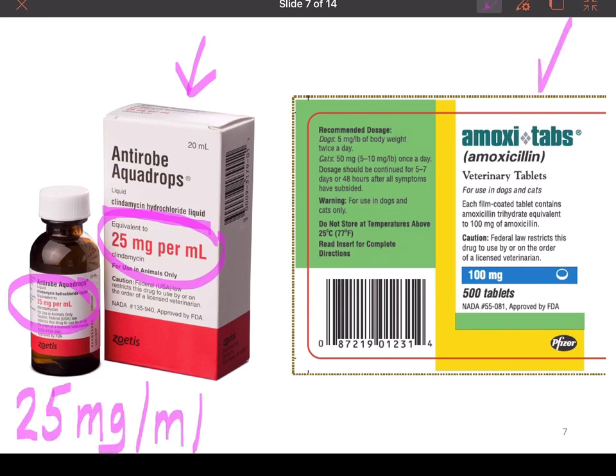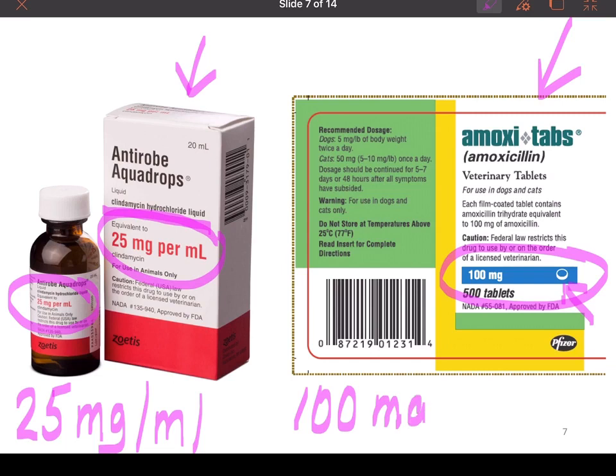Over on the right here, these are amoxicillin tablets, Amoxi-Tabs. If you look down on this blue bar, it says 100 mgs, and then there's a little picture of a tablet right down here. What this means is that there are 100 milligrams per tablet.